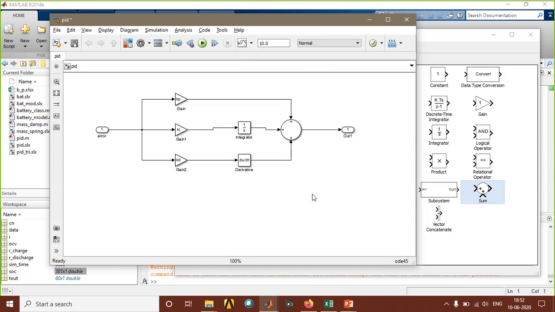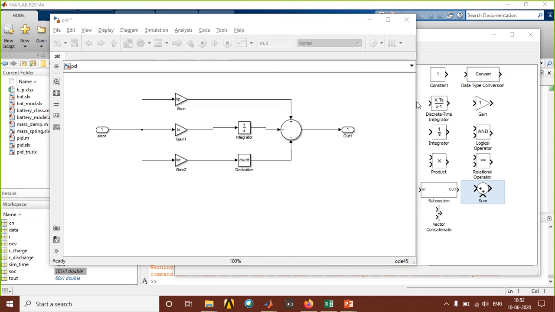We simply have some blocks. But how to validate this? This is what we are going to see right now. Fine. Guys, please, if you have any queries, please ask me now, so that I'll move on to mass spring damper.